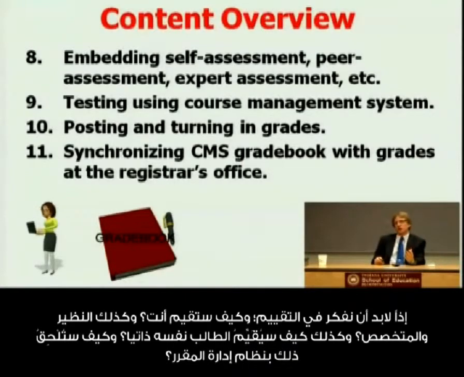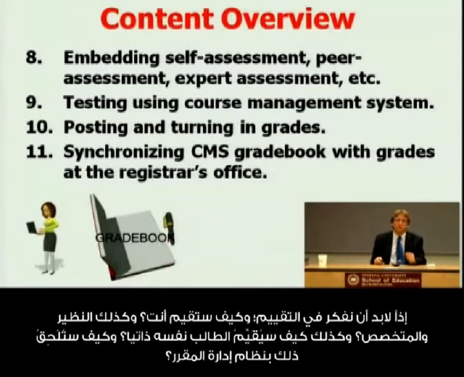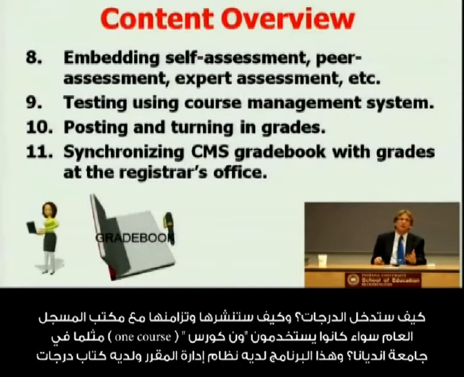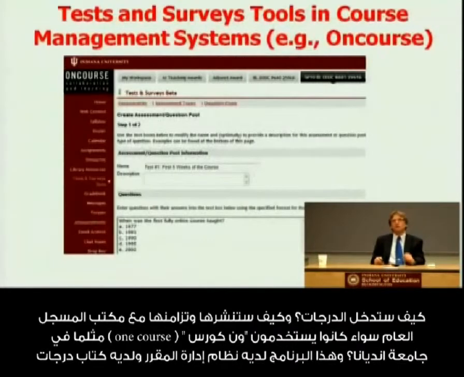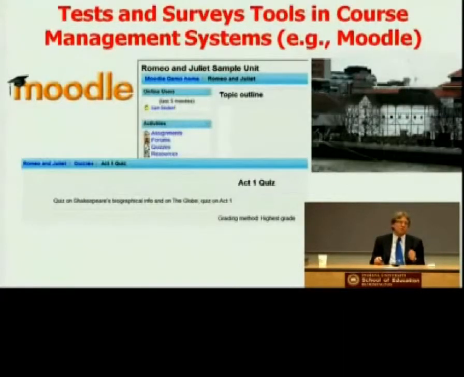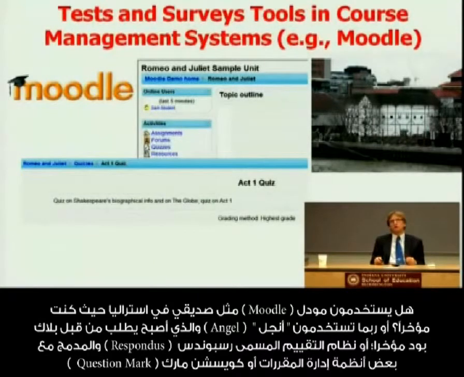So we have to think about the assessment and how you'll do the assessment, as well as how peers might, experts might, self-assessment, and then how it links with your course management system, right? How you might turn in the grades, post the grades, and synchronize it with the registrar's office, whether you're using OnCourse like here at Indiana University and the OnCourse course management system and gradebook, or you might be using Moodle, as my friends in Australia, where I recently was for the Moodle Moot Conference, are fully ahead and using under Martin's leadership there, the Moodle man.